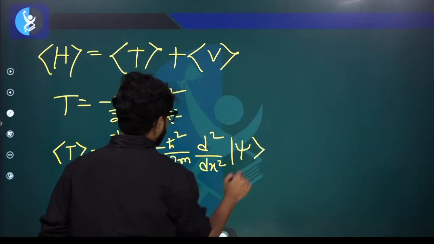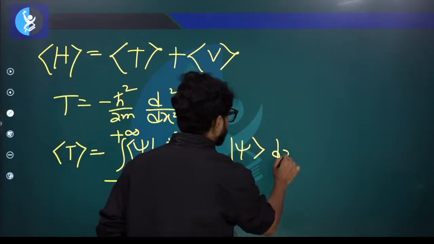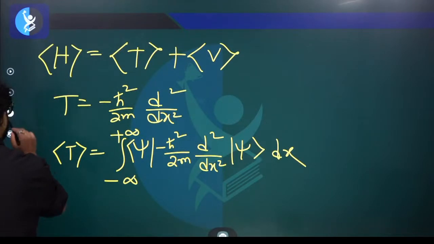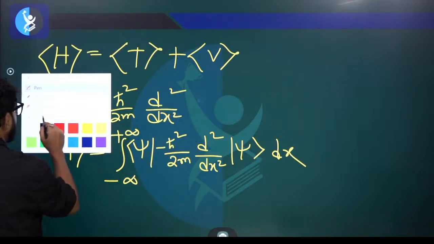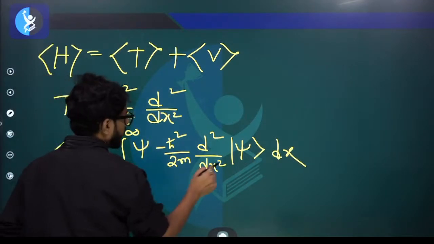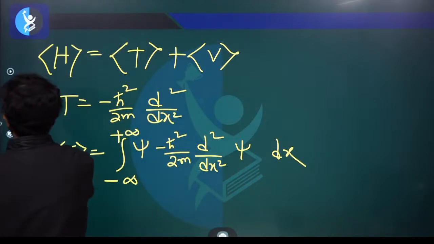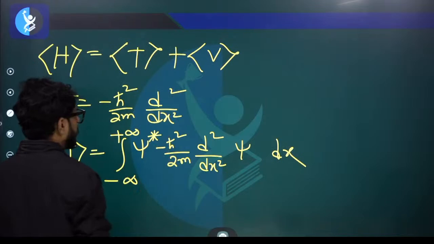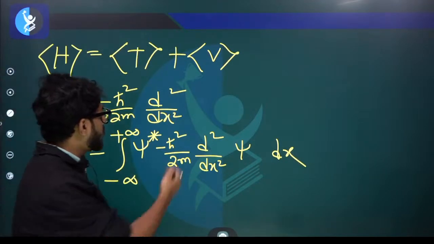And this is psi. And of course dx. When you're writing this bracket, there is no meaning of putting the dx because the bracket is just a ket notation. So I can remove this and just say psi star psi, which is more logical: psi star, negative h cut squared by 2m, d2 by dx2 of psi, dx.